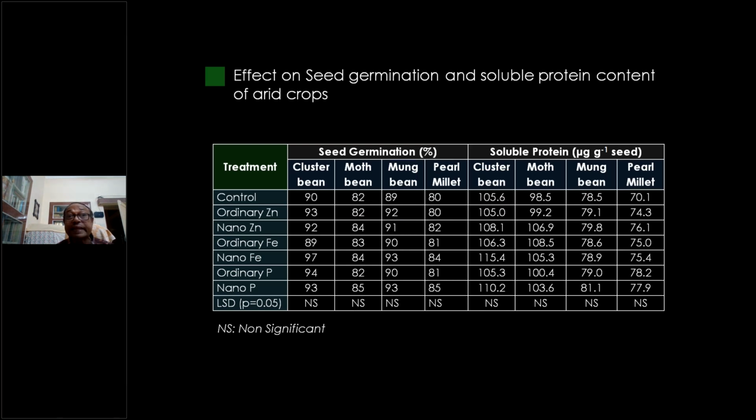Now the ethical issues, that is another important aspect, whether this nano fertilizer is causing any ethical issues. If you look here at seed germination, we compared ordinary fertilizer with nano fertilizer, and there are no significant differences. So there is no adverse effect on seed germination, and no adverse effect on soluble seed protein content. You can see it here.